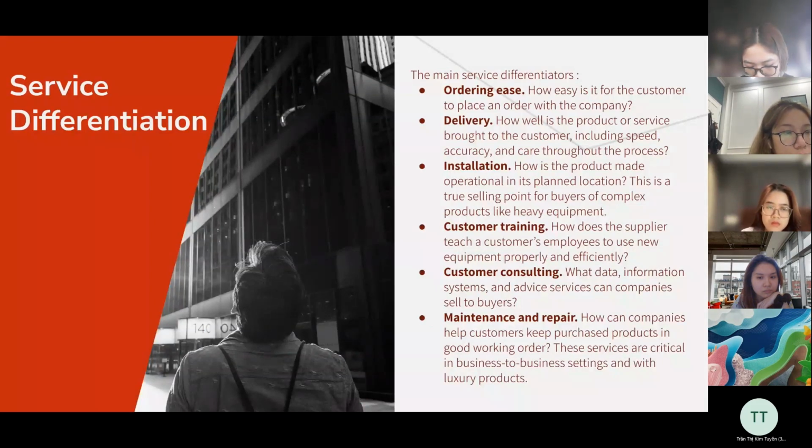And next one is service differentiation. When the physical product cannot easily be differentiated, the key to competitive success may lie in adding valued services and improving their quality. So this is the main differentiator. It is comprised of ordering ease, delivery, installation, customer training, customer consulting, and maintenance and repair.